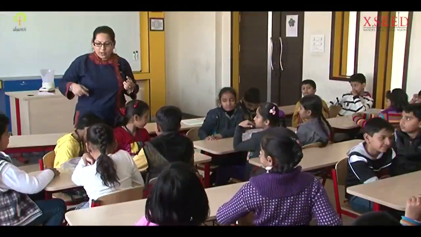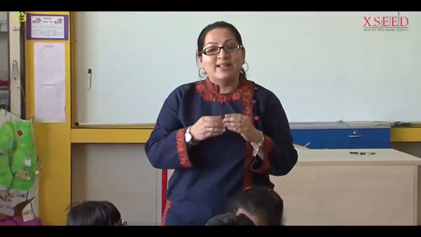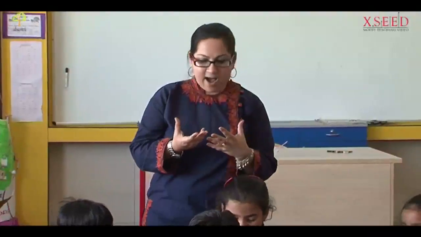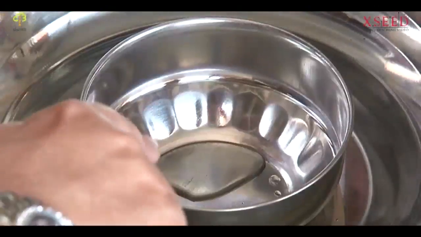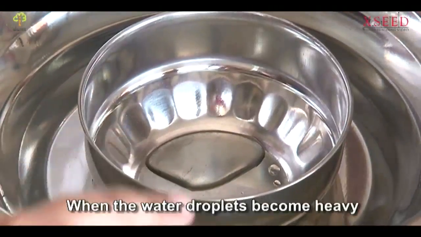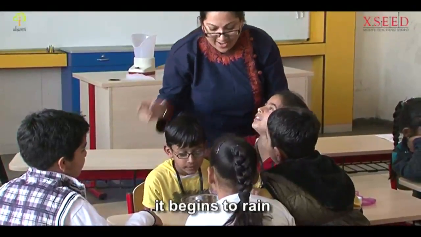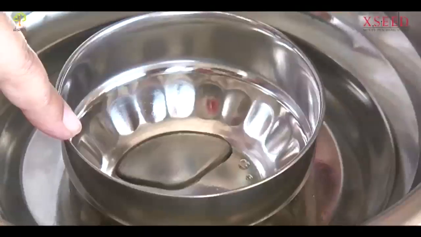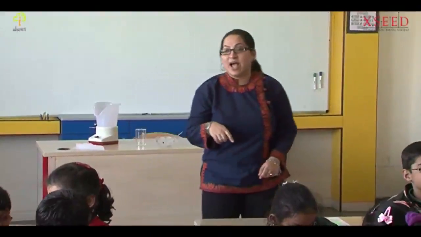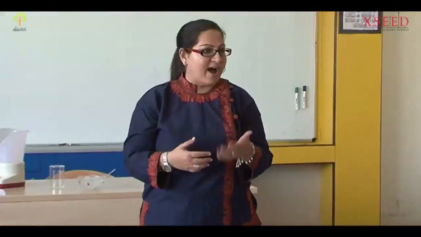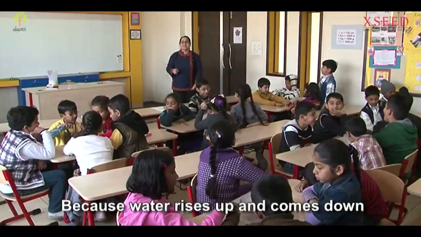So what did we do? We put some water in a bowl, right? And we put it out in the sun and then the water started heating up. Can you see the water droplets here? Yes. And where did this water come from? When the water droplets become heavy, it begins to rain. So can you see the water back on the earth? So this is the process of the water cycle. And it's called a water cycle. Why? Because water rises up and then comes down.